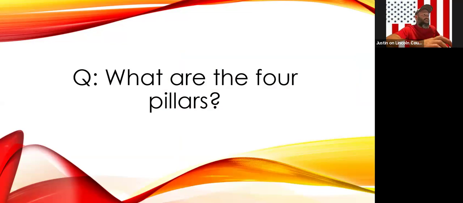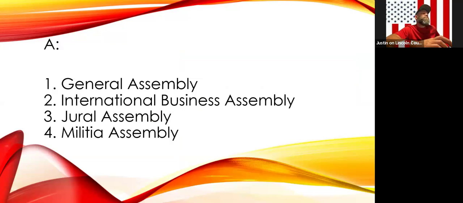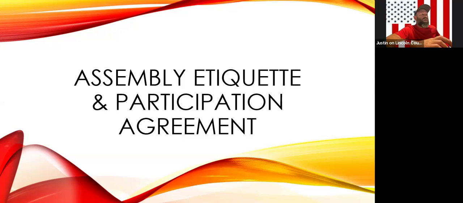They changed it. What are the 4 pillars? Can anybody tell me the 4 pillars? General Assembly, International Business Assembly, General Assembly, and instead of Militia Assembly, it should say State Assembly Militia. Assembly etiquette and participation agreement.